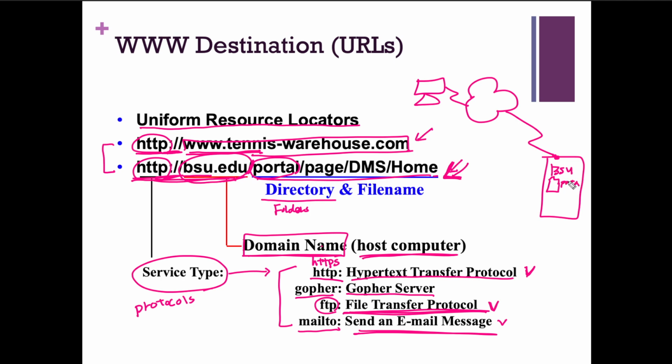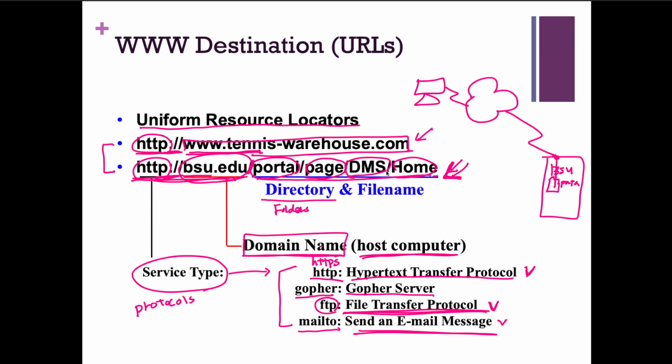So you have to get in there. Then inside of portal, there should be another folder called page. Then inside of the page folder, there should be another folder called DMS. And then there is a folder called home. So this is a hierarchical folder structure of that server. Of course, you should know which one is inside the other one, because otherwise you're not going to be able to find any folder in it.